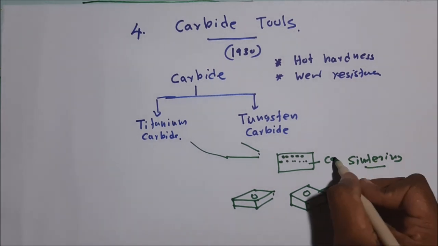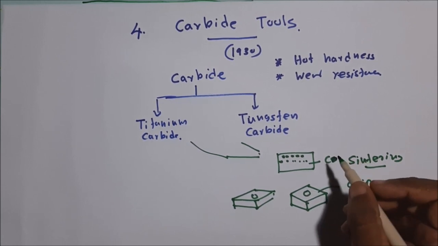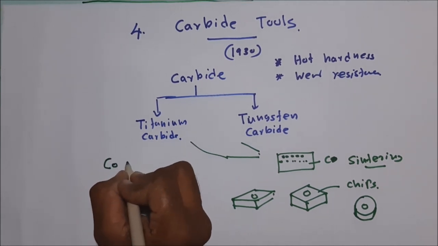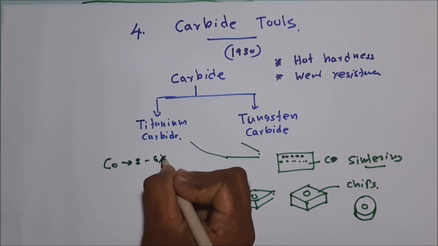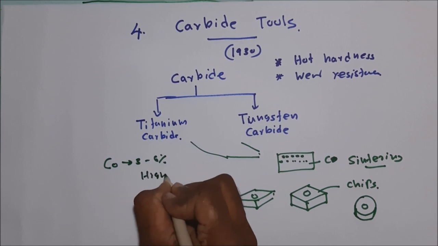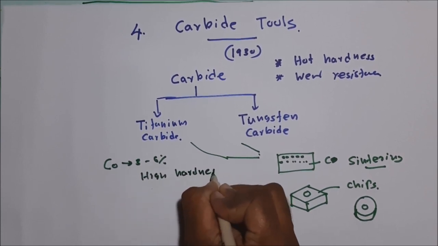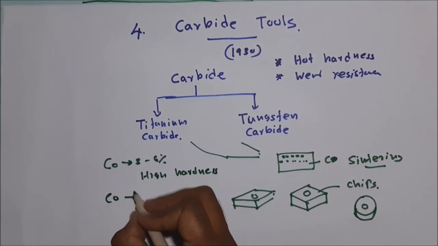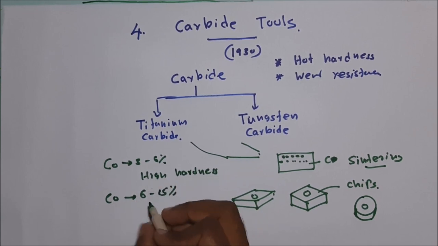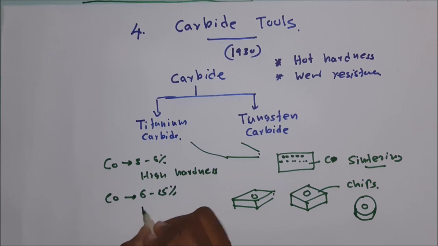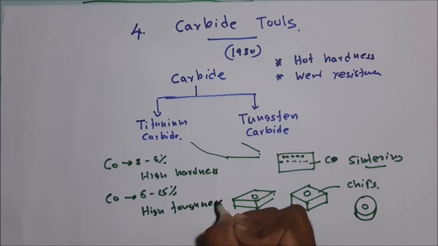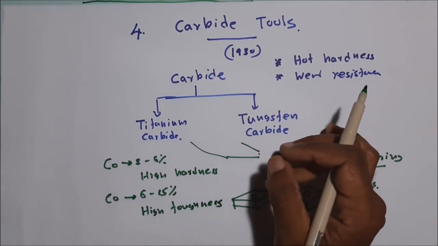Then the cobalt composition determines the hardness and the toughness. If the cobalt composition is 3 to 6%, it gives higher hardness. If the cobalt composition increases to 6 to 15%, the toughness increases, with a little drop in hardness.